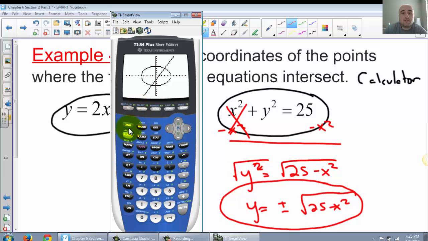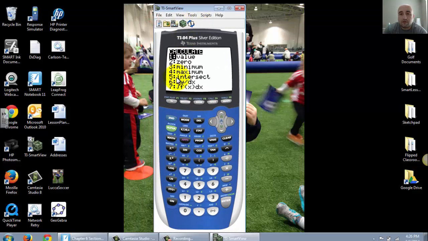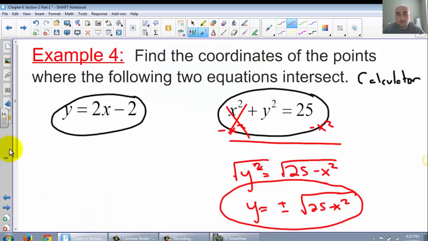So we do it the same way we used to. Second trace, let me get rid of this. Okay, so second trace, I go down to intersect, enter, and I'm going to move my cursor to the graph that I want to see first. So I hit enter, it moves it to the circle, I hit enter, I hit guess, I hit enter again. My first intersection is 3, 4.